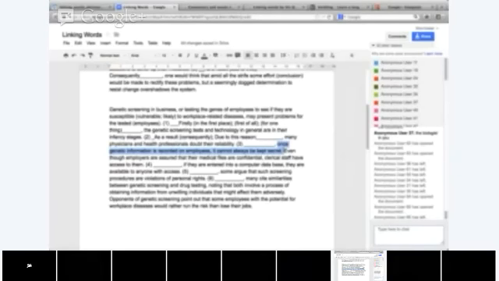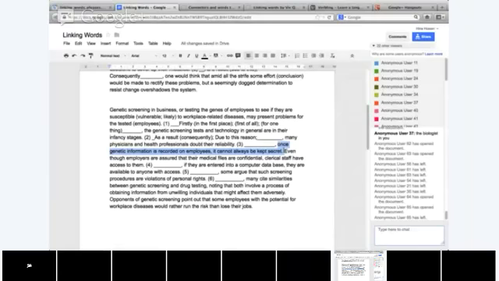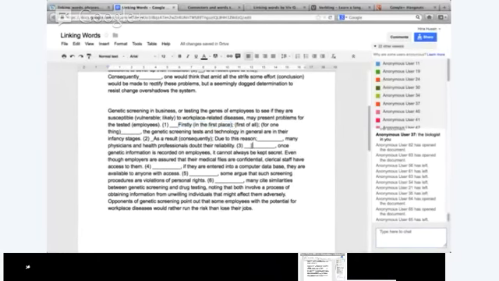Once genetic information is recorded on employees, it cannot always be kept secret. Okay, now this is another problem with genetic screening. So we've already covered what the first problem is. So this is another problem. So what would you say? Secondly.